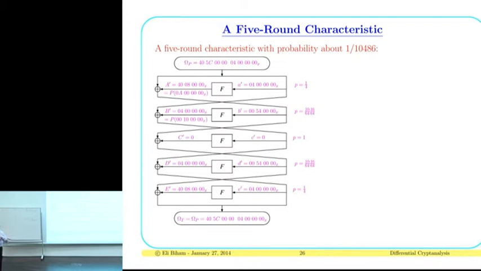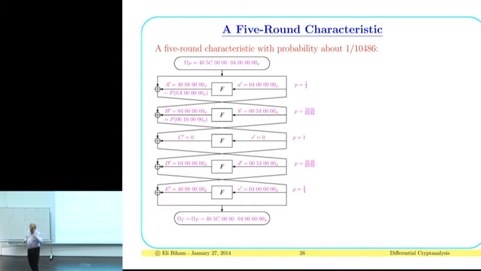Okay, what will happen if we want 6 rounds? The easiest thing is to ask how to add another round here, meaning this value XOR this value, meaning this difference will be the input difference to the 6th round. And if you make the computation, you'll see that it will create a factor of about 100 in the probability, meaning the best probability you can have with this input difference is about 1/100. So if you have 6 rounds, it will be about 1/1,000,000.